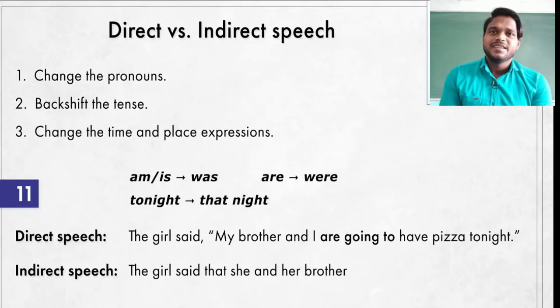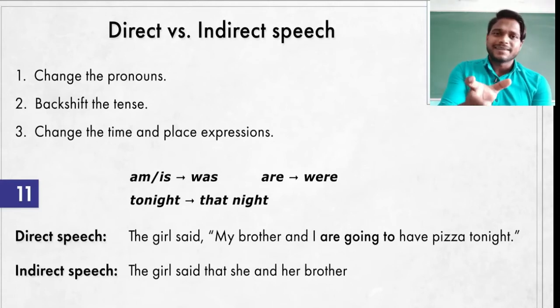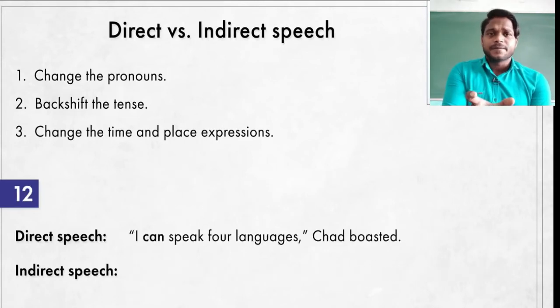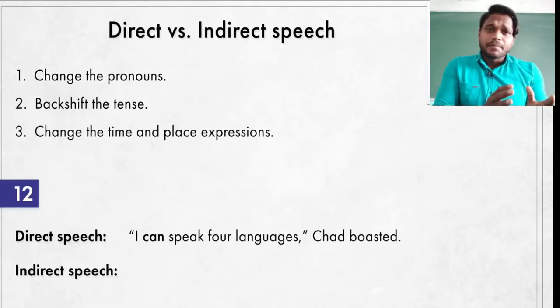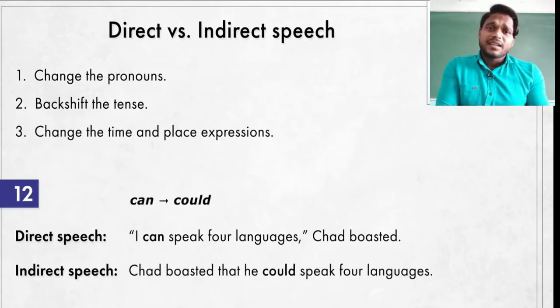It's very simple. Now see, in the direct speech, you can use the 12th sentence, that is, I can speak 4 languages. Carl said or boasted, he just said loudly. Now "Carl boasted", you can use like "Carl boasted that". Okay, now whenever you're using these kinds of words, you can use the main sentence with the related sentence. Carl boasted that he could go, okay, he could learn, like that.